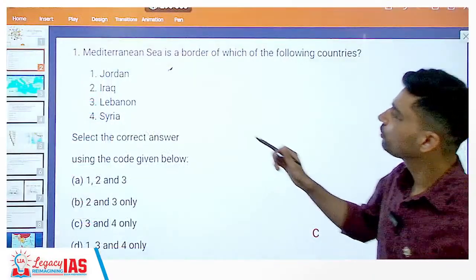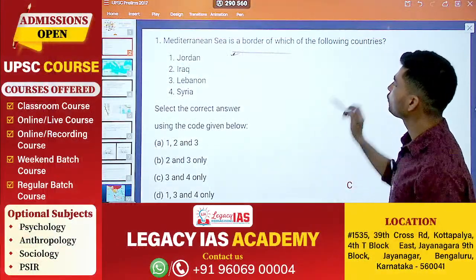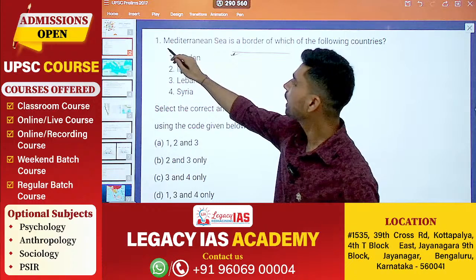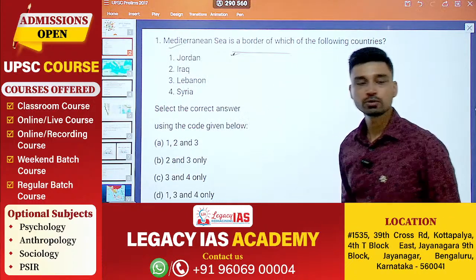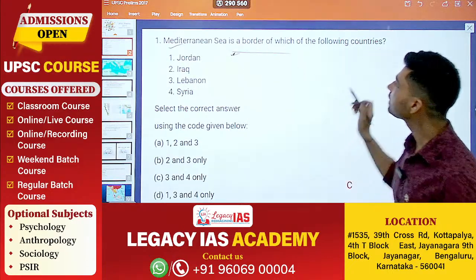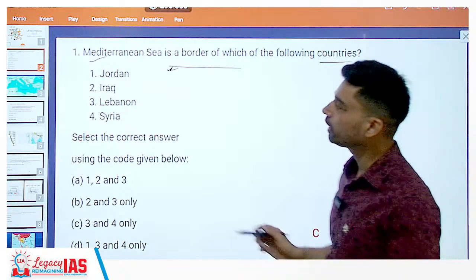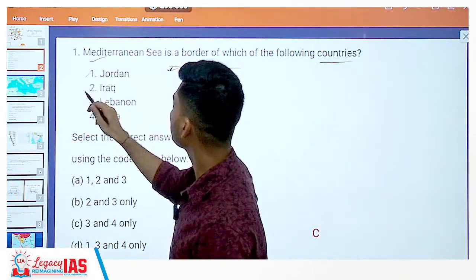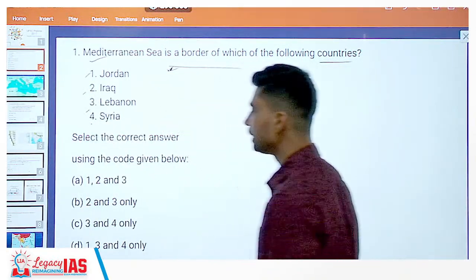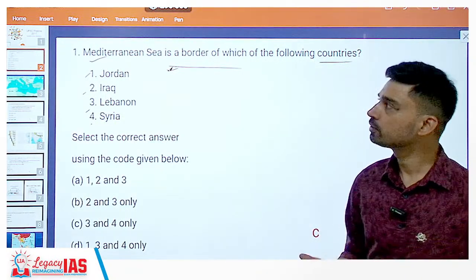So, the first question, if you look at here, is a map based question. And yesterday also we discussed a similar kind of question that was asked in the 2016 prelims as well. Here it is asked that the Mediterranean Sea is a border of which of the following countries. We have 4 countries given: Jordan, Iraq, Lebanon and Syria. You have to choose which of these countries have a border with the Mediterranean Sea.